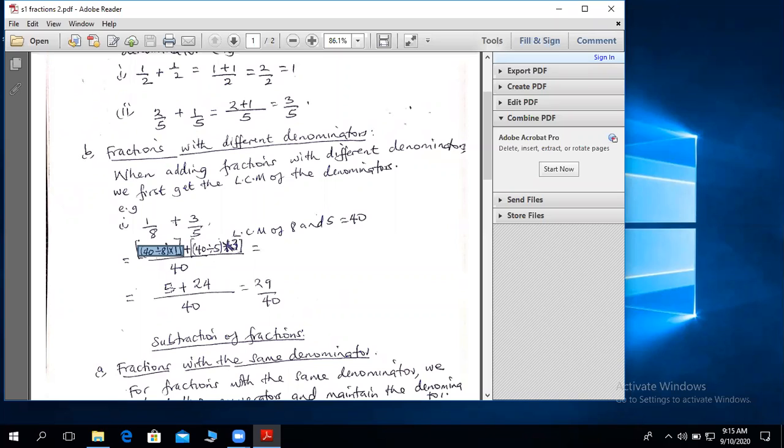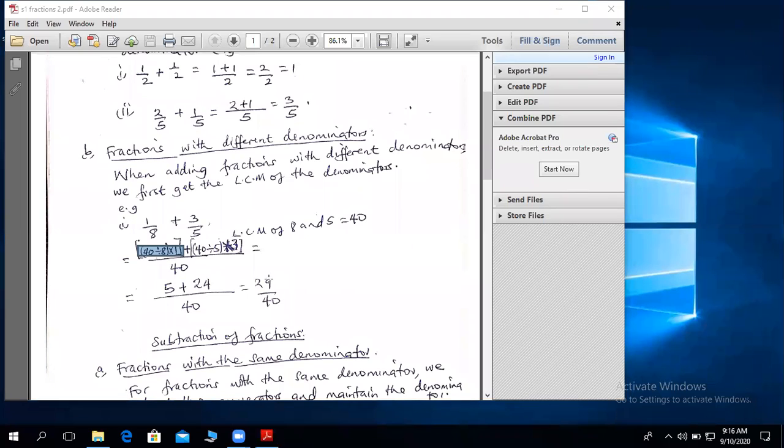So have your calculator ready. If you get 40, which was the LCM, divided by 8, we get 5, and 5 times 1, the answer is 5. If you get 40, which was the LCM here, and divide by 5, the answer is 8. Then 8 times 3, which is the numerator, we get 24. So overall, we end up with 29 out of 40.